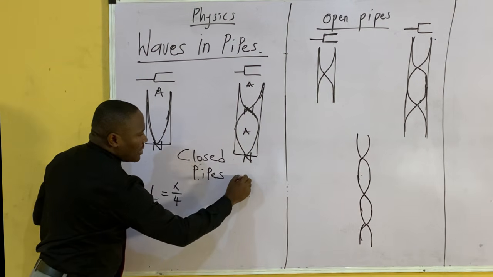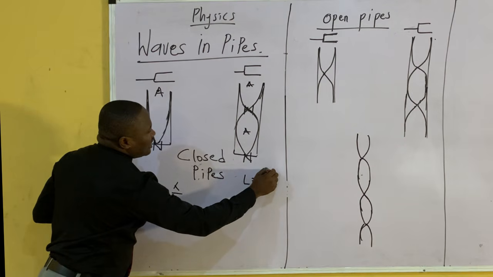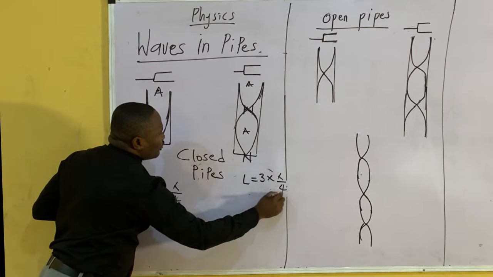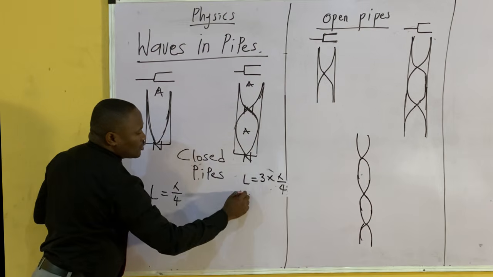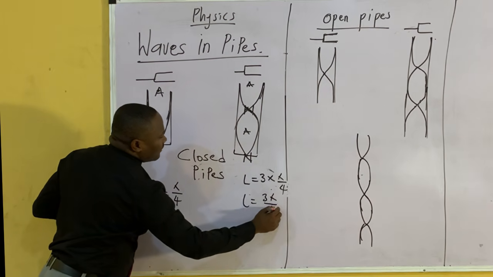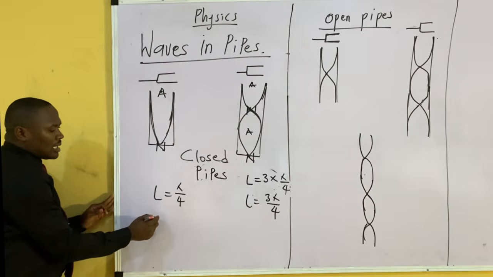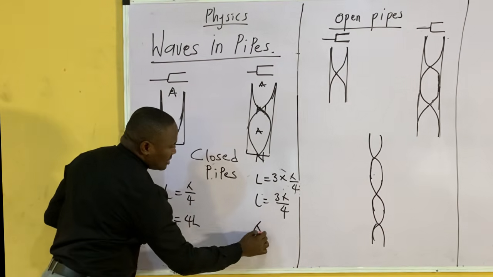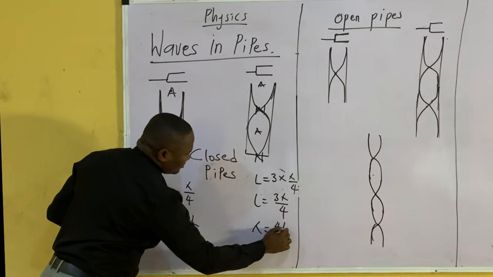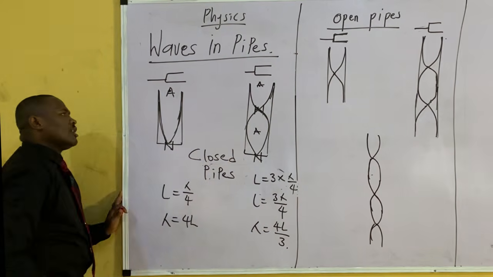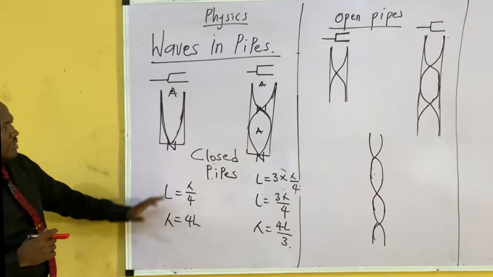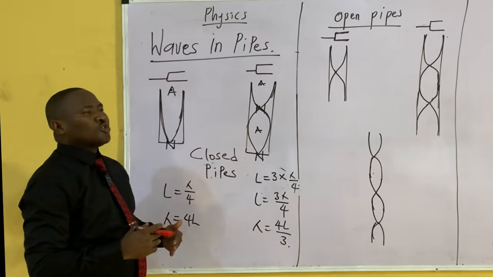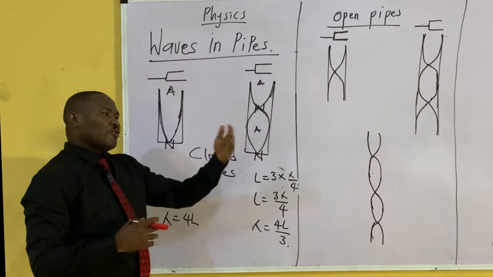So for this case, my L is equal to 3 times lambda over 4, because I have 3 lots of lambda over 4. So L is now equal to 3 lambda over 4. What's the next thing? What is lambda? Wavelength equals 4L for this case, while wavelength will be equal to 4L over 3 for this case. So I've been able to get my wavelength from this first vibration and the wavelength for the second vibration. Now also I can get the wavelength for the third, the fourth, the fifth.